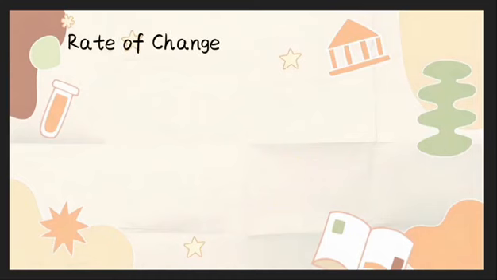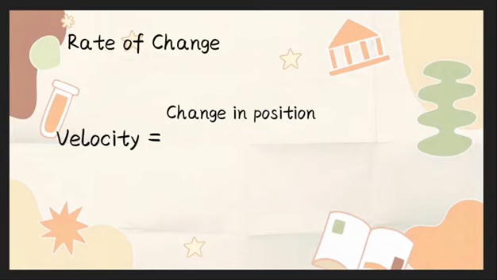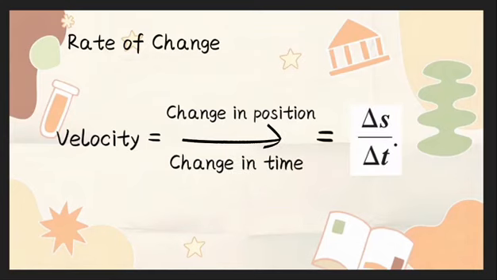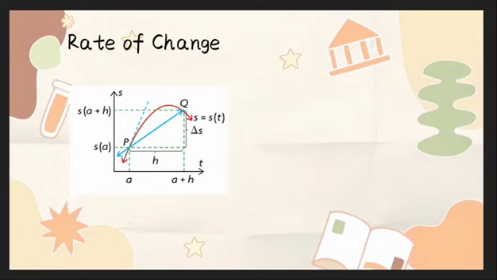Now we will look at the rate of change. The average velocity of an object is change in position over change in time. Also can be written as this. For this picture, we can conclude that the average velocity over this time interval is this, which is the same as the slope of the secant PQ.